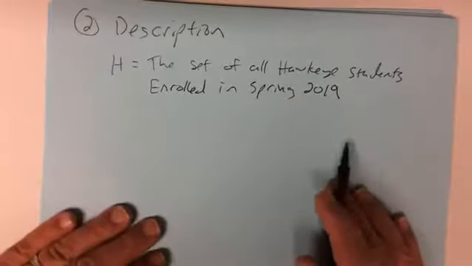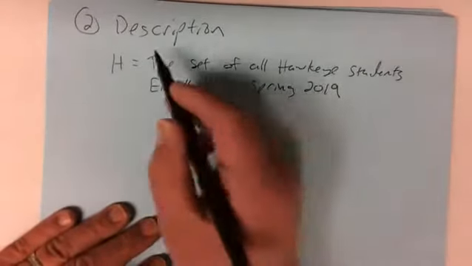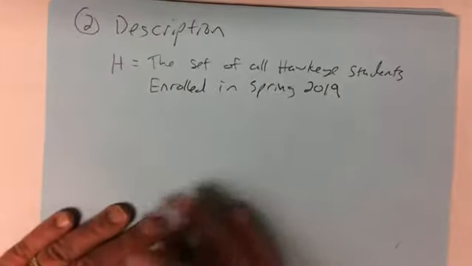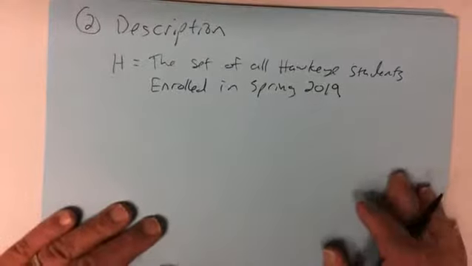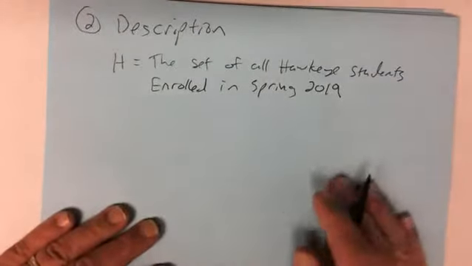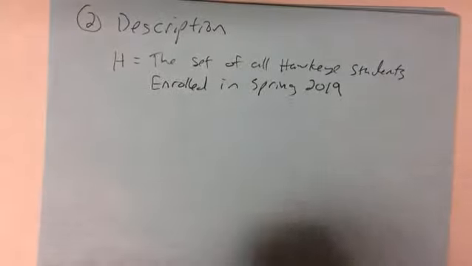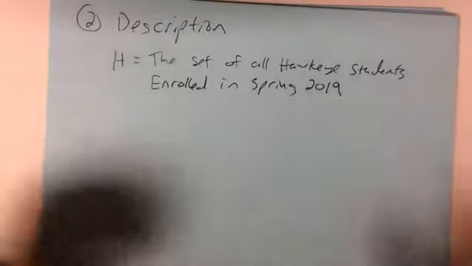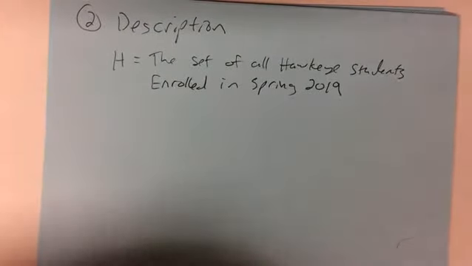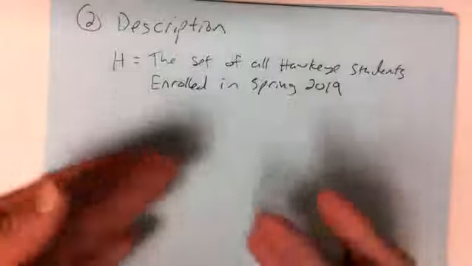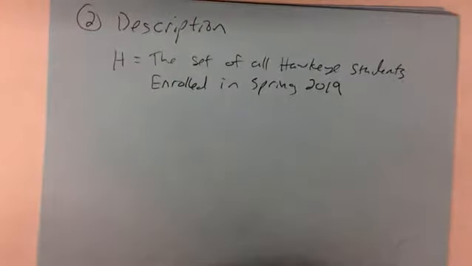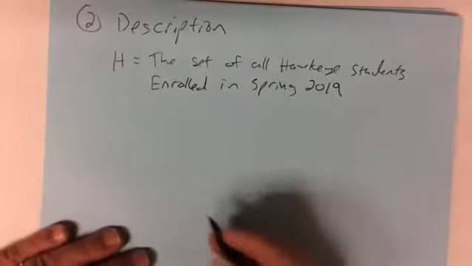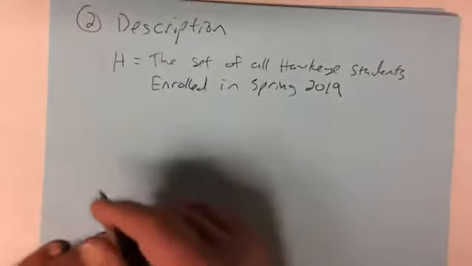Notice this is probably a much better way, because if you were to do it in roster form, you would have to list out every single name, and there's over 2,000-3,000 Hawkeye students. And even after listing out all the names, you wouldn't know that it was a set of Hawkeye students, which is probably what is of interest in this case. So it makes sense that you would describe the set in this way. You have to be careful, though.